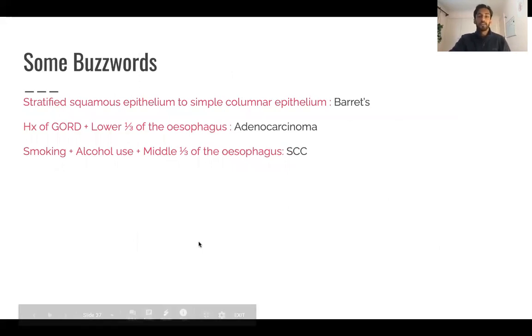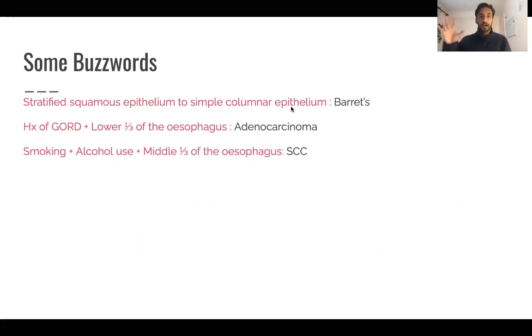Some buzzwords to know. So these are important. These are very pathology buzzwords as well. Literally, PATH is 99% buzzwords, unfortunately. There's not much logic to it and not much differential reasoning. But if you see your transition from stratified squamous to simple columnar, Barrett's esophagus, alarm bells going off.